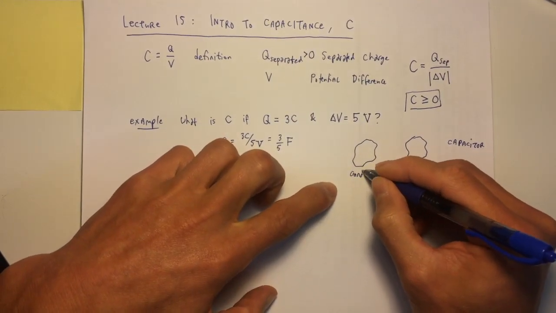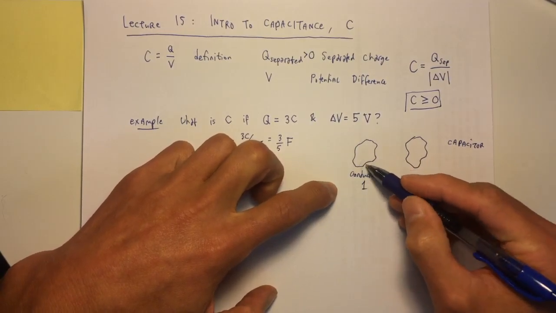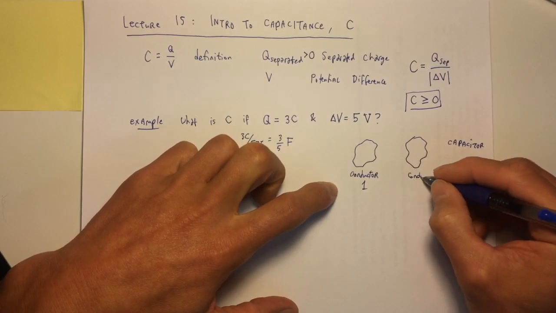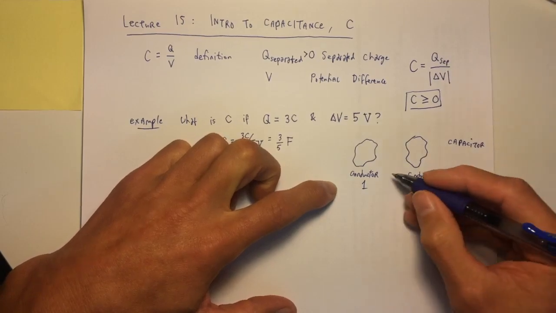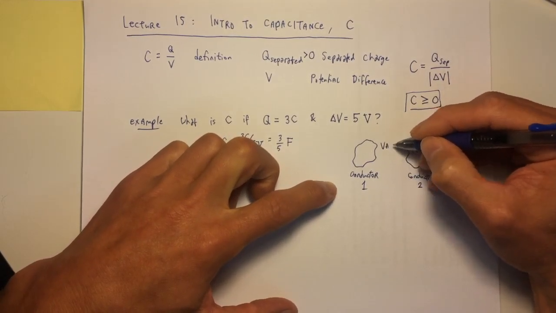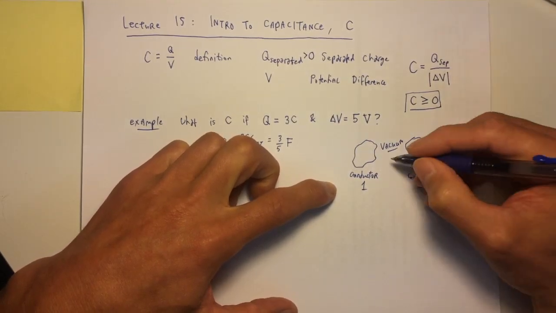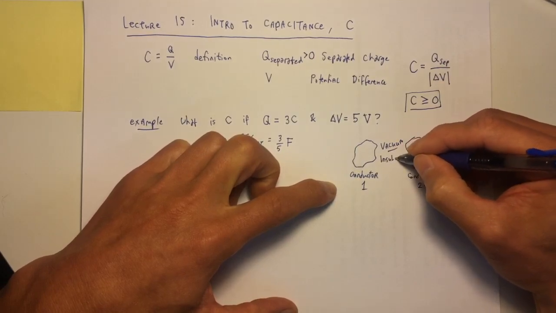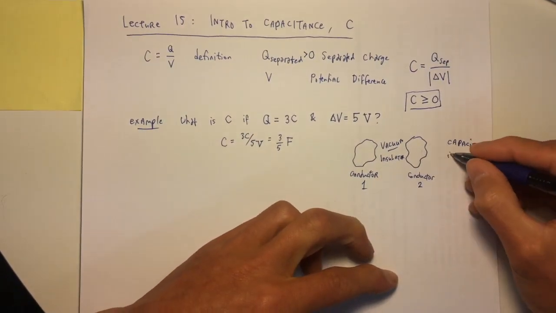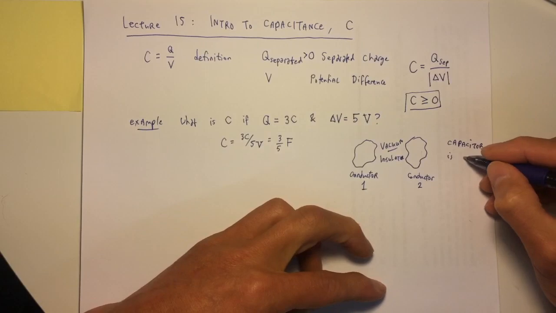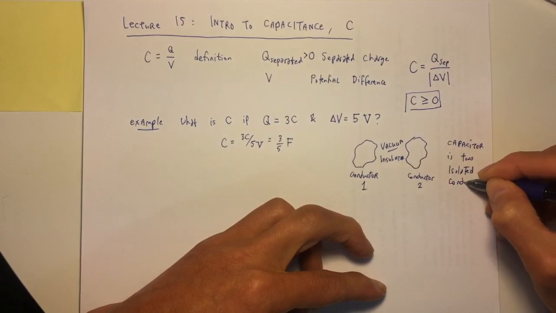So I've got a conductor. That could be conductor number 1. It's some random shape, some random lump of metal. And this is conductor number 2, some other random metal. And then I have the situation where there is vacuum in between these 2 lumps of metal, or otherwise an insulator. And this is the sense in which a capacitor is 2 isolated conductors.